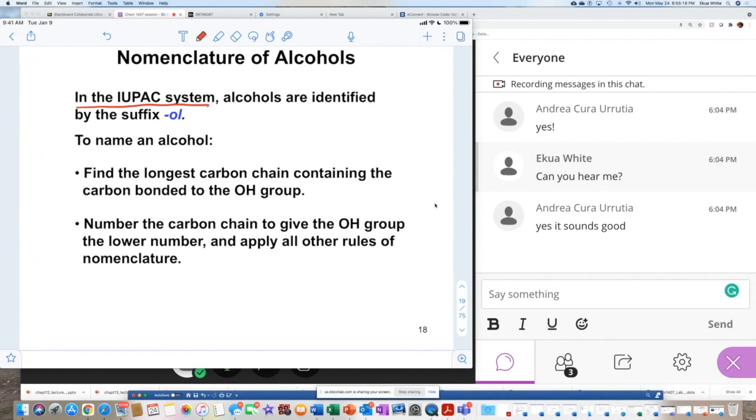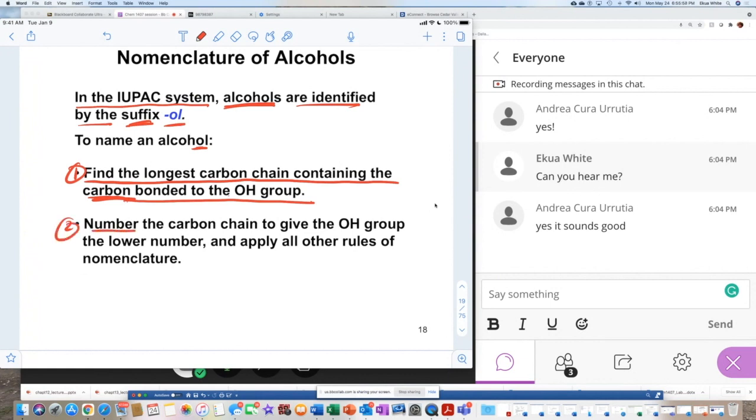Okay, we're naming again. What part of the rule is different this time? The part that's different is we have a different functional group, and these are identified by the suffix, the last two letters, ol. Xylitol, ethanol, methanol, they end with ol, right? To name the alcohol, as usual, number one, find the longest continuous carbon chain that contains the carbon bonded to the OH group. So you want to find the longest chain that has that alcoholic carbon. Remember that carbon that's attached to the OH group? That has to be part of your longest chain.